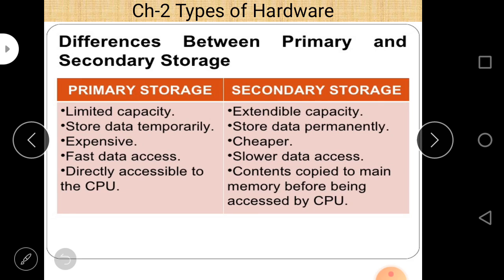Next, the difference between primary storage and secondary storage. The most important differences: primary is volatile memory, secondary is non-volatile memory. And the second important difference is that primary storage is directly accessible to the CPU, while secondary storage content is copied to main memory before being accessed by the CPU. Means data goes from hard disk to main memory first, the RAM, and then it goes to the CPU for further processing.